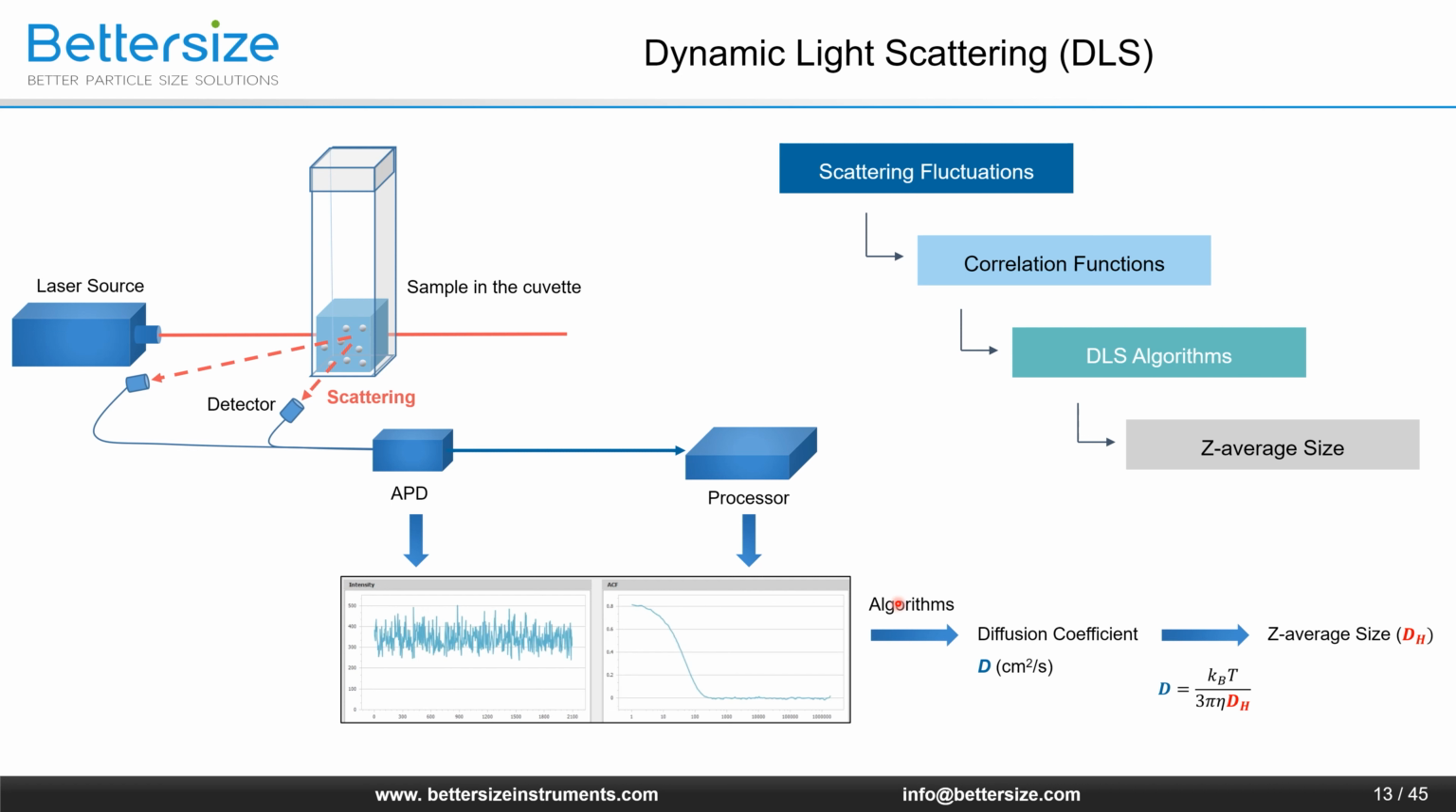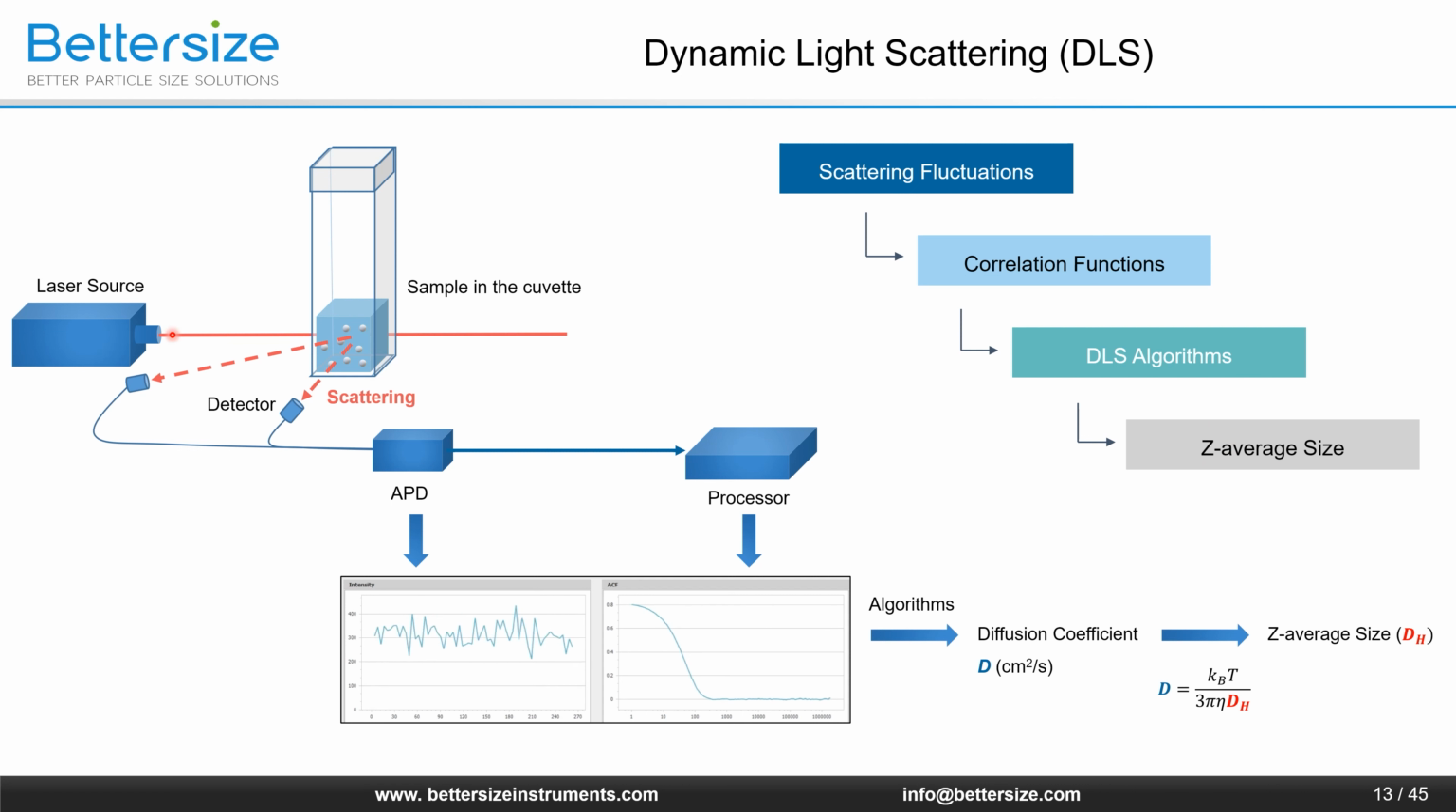I'm going to explain the technologies employed by the BeNano 180 Zeta Pro in this section. The first one is dynamic light scattering, DLS, that measures the size of nanoparticles. How does DLS work? Briefly speaking, the scattering fluctuations of particles are detected and then converted into correlation functions. Then, by using DLS algorithms, the average size based on intensity, also known as the average size, is calculated.